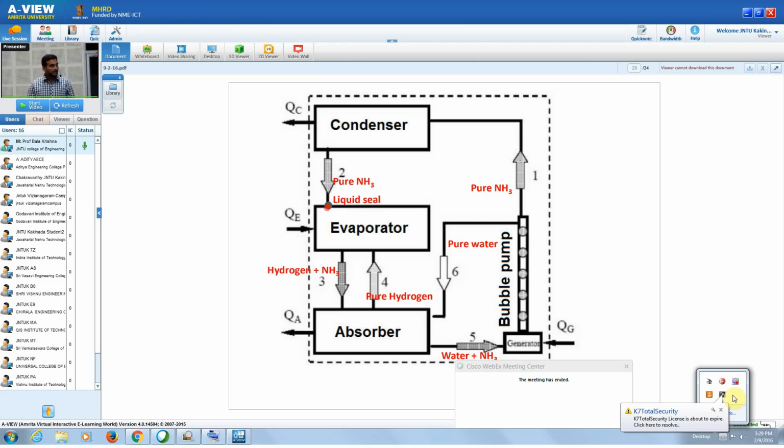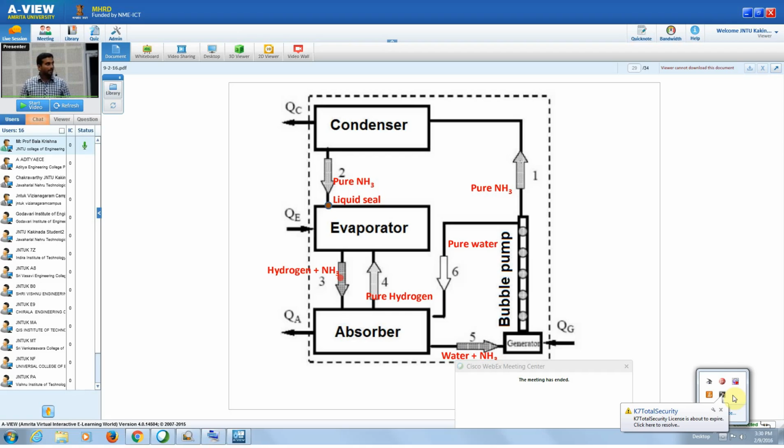Okay. Therefore, this is how you will produce the refrigeration effect, and from there both hydrogen and NH3 go into the absorber. In the absorber, heat is transferred out into the atmosphere. That means some water circulates there. There NH3 is absorbed by the water, and because NH3 is converted into liquid, hydrogen is again liberated, and this pure hydrogen goes back into the evaporator. This is the circuit of hydrogen, from the absorber through point 4 to the evaporator and coming back through point 3 into the absorber. This is the cycle of the hydrogen.